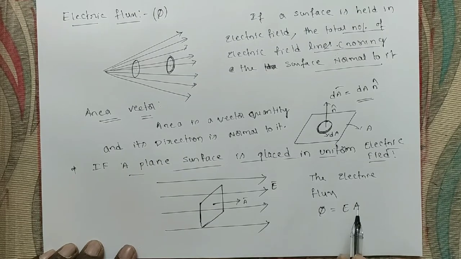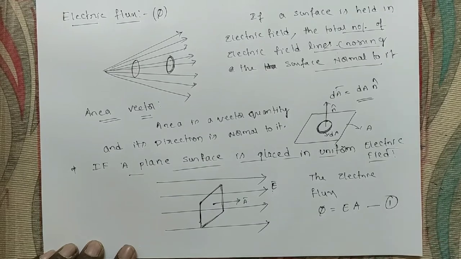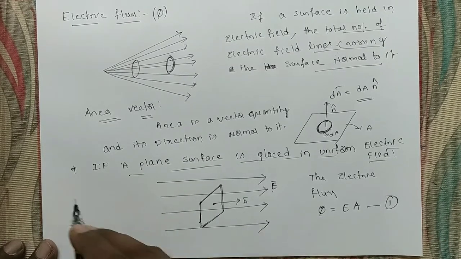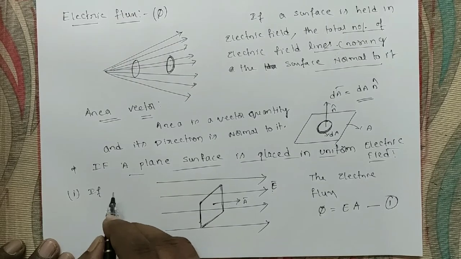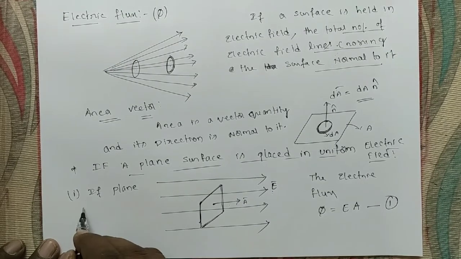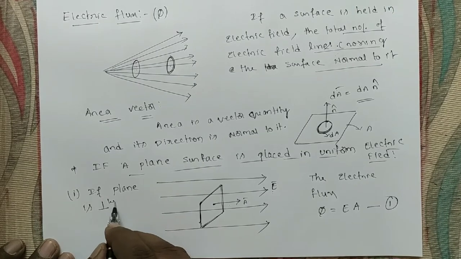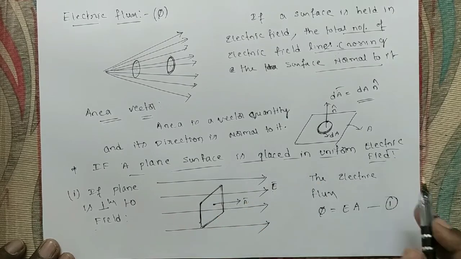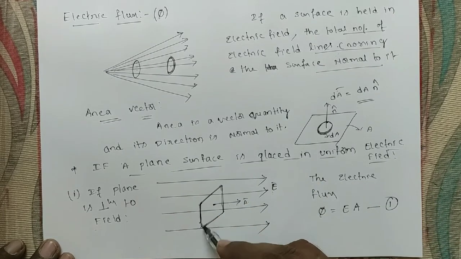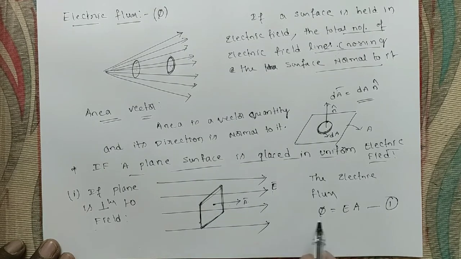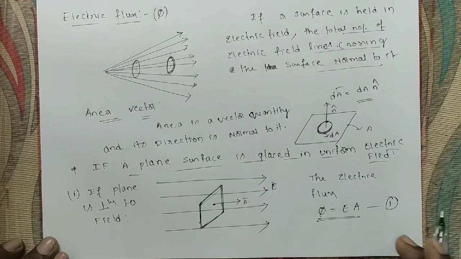We get EA when the surface is placed perpendicular to the field, but the area vector is parallel to the electric field direction. Then flux phi equal to EA. This is equation 1. Here we take a uniform electric field, and in the first case a plane surface is held perpendicular to the field. That time the expression is phi equal to EA.